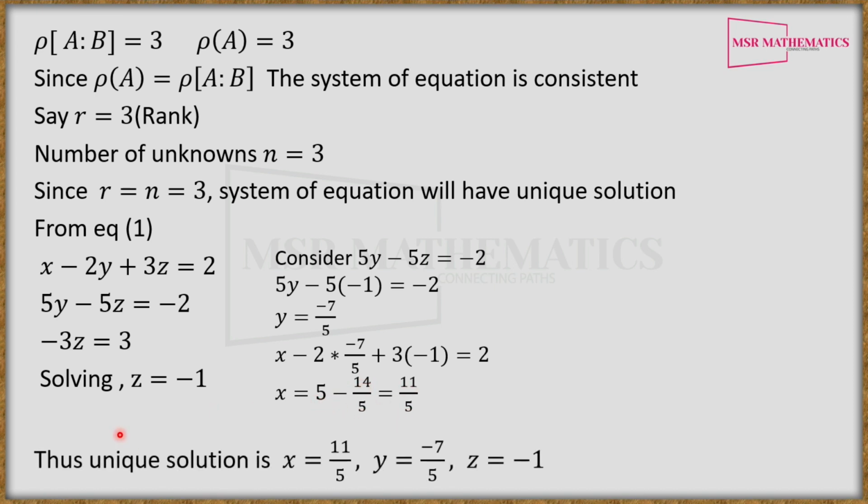Therefore, we can conclude that the unique solution is x is equal to 11 by 5, y is minus 7 by 5 and z is minus 1. This is the unique solution for the given system of linear equations. This completes the problem. We shall move on to another problem.